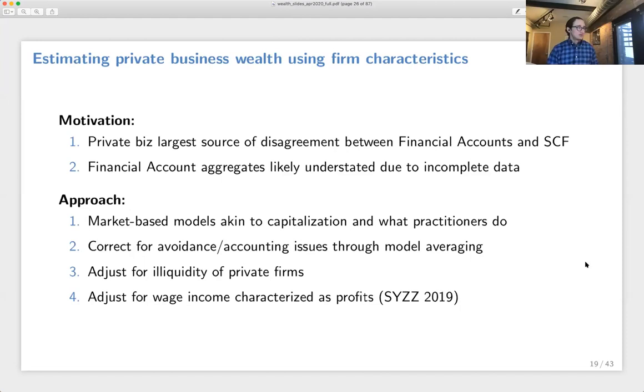And then we're also going to adjust for the fact that pass-through businesses include owner-managers that pay themselves a lot of profits that might look like capital income, but it's actually better thought of as labor income in disguise, such that if they went to sell the firm, it would be worth a lot less than, let's say, the income statement that says there's a lot of profits in this business would imply, okay?